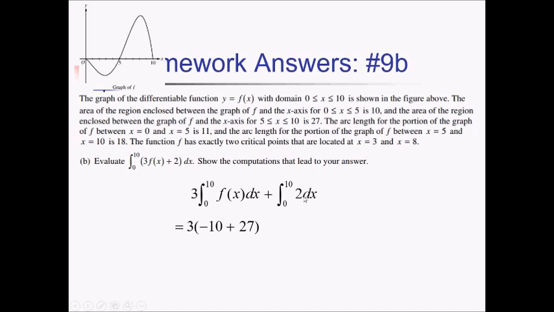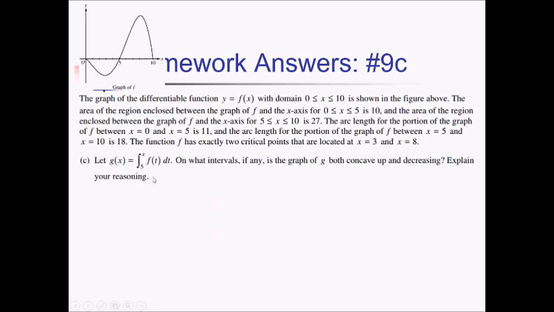Over here now, we have the integral from 0 to 10 of 2. Well, this is just really a rectangle with a base of, let's see, this is 10 and a height of 2. 10 times 2 is going to give me 20. And you could leave it like this because it's all constants, or we can add it up. This is 3 times 17, that's 51, plus 20 is 71.